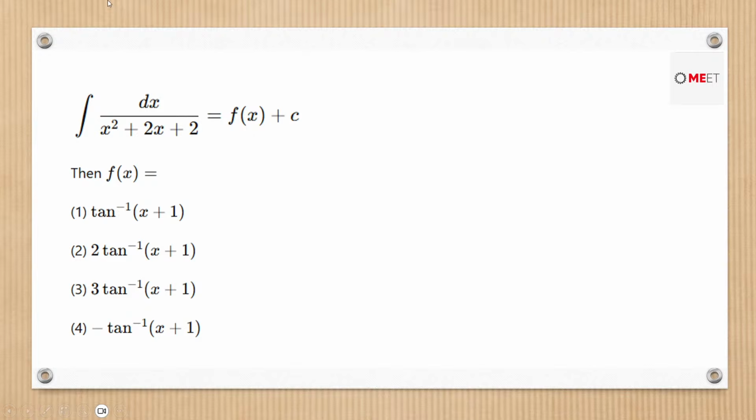Now moving to next question. We have to try to convert this into a perfect square if it is possible. If you observe the answers here, they are expressed in terms of tan inverse. So integral 1 by 1 plus x square dx is nothing but tan inverse of x. So we have to express this in the format of 1 plus x square.